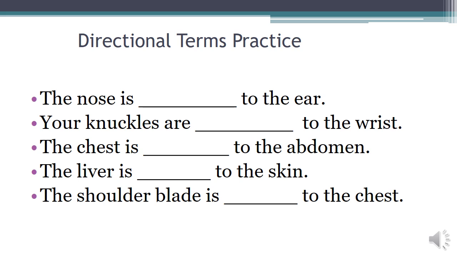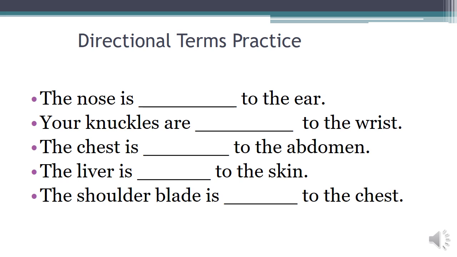Next, the chest is blank to the abdomen. So when you think of abdomen, think of where your belly button is. So your chest is blank to the abdomen. If you guess that the chest is superior to the abdomen, then you'd be correct. The chest would be superior to the abdomen.